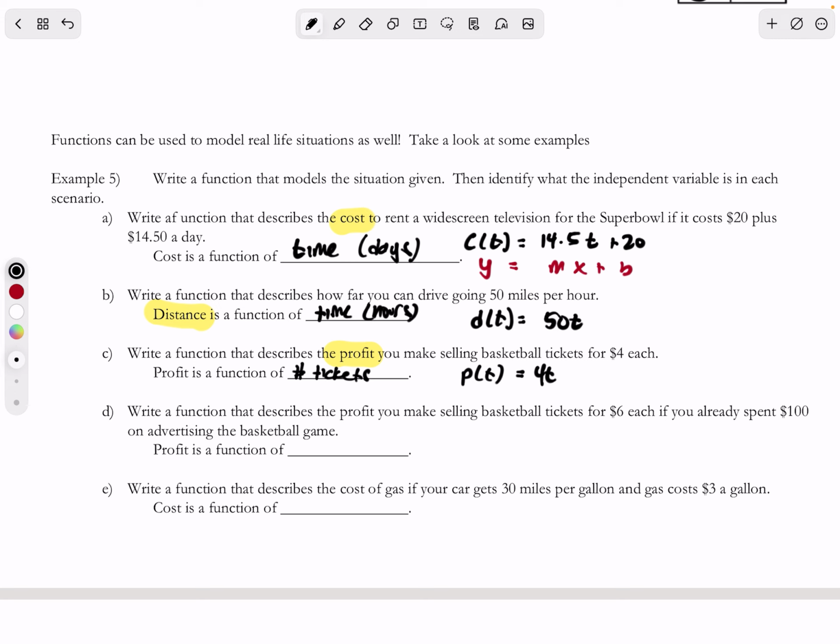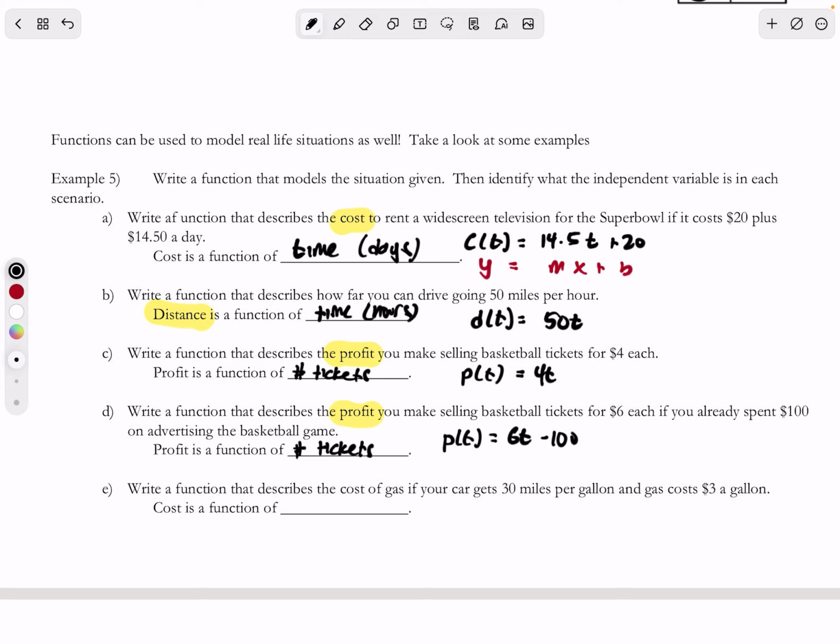Okay, 2 more to go. Write a function that describes the profit you make selling basketball tickets, and you already spent $100 on advertising. So profit is still a function of the number of tickets. So profit, depending on t, equals the number of tickets I sell times 6, but I already plunked down $100 on advertising. So it eats into my profit. So it's 6t minus 100.